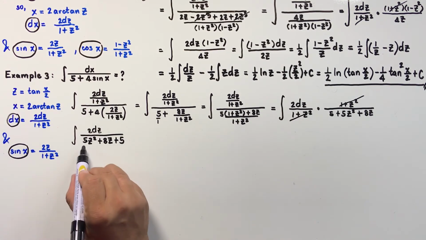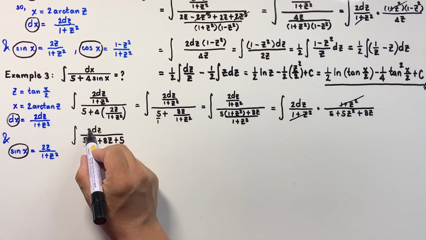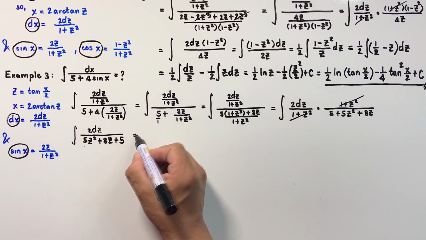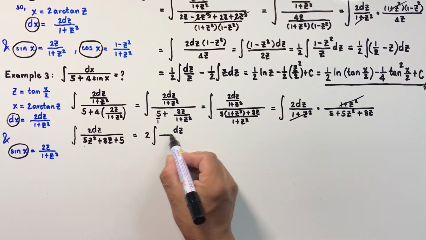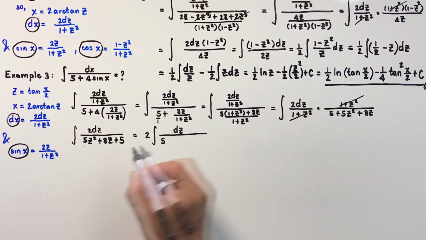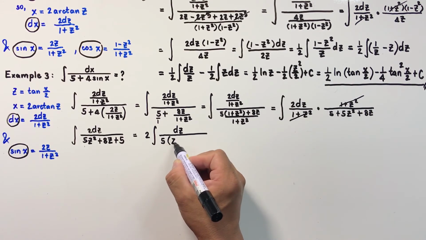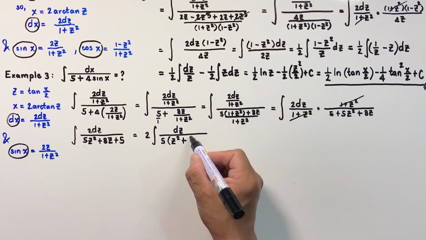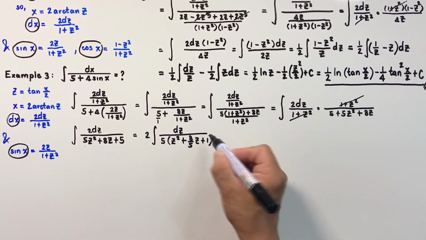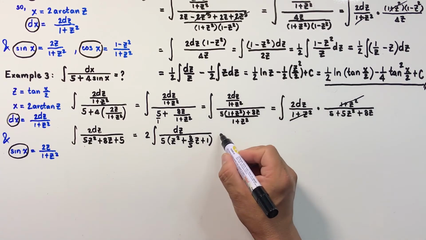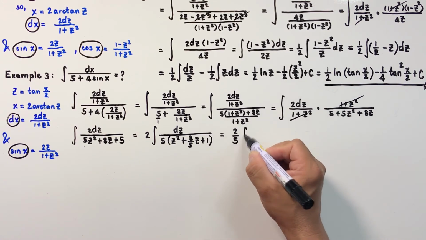And we notice that this is a quadratic expression. So factoring this 2 outside the integral symbol, we have 2 times the integral of dz over 5, if we factor out the 5 as the constant of the trinomial, we have z squared here plus 8 over 5z plus 1 there. So that I can still factor out the denominator of 5 outside the integral symbol.